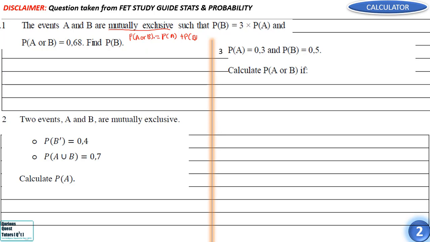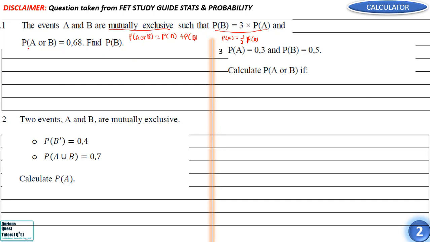So I hope you still remember this. Also look at the information here. They are saying the probability of B is 3 times the probability of A, which means if you wanted to replace the probability of B, you could replace it by 3 times the probability of A. Alternatively, you can rewrite it as the probability of A is 1/3 the probability of B, if you want to write A in terms of B. It's totally up to you.